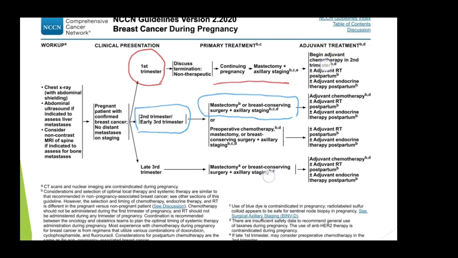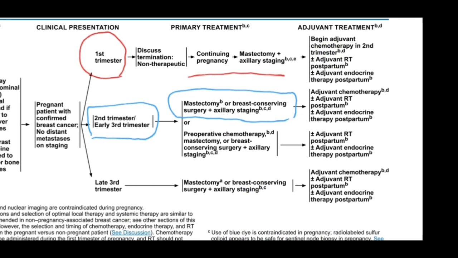This is from the NCCN guideline, showing that in a first trimester diagnosis of breast cancer, the termination of pregnancy should be discussed, and if there is continuation of pregnancy, then mastectomy plus axillary staging. While in the second or third trimester, there are two choices: either mastectomy or breast conservation surgery with axillary staging, or neoadjuvant chemotherapy followed by mastectomy or breast conservation surgery plus axillary staging.